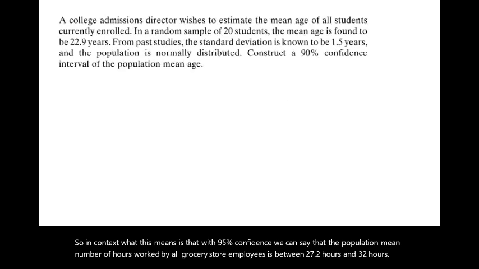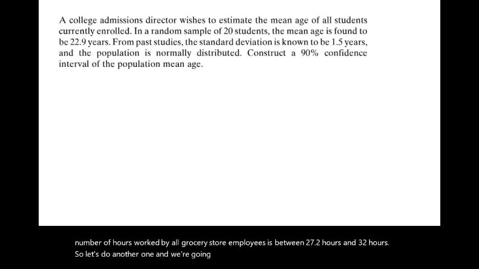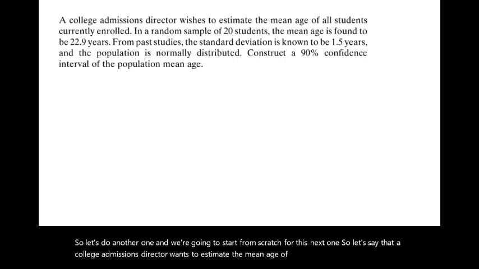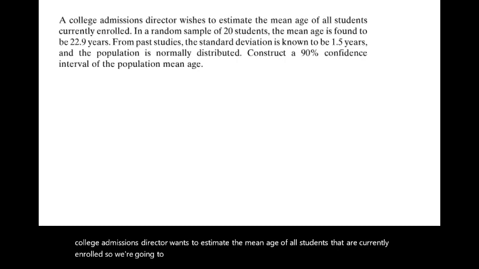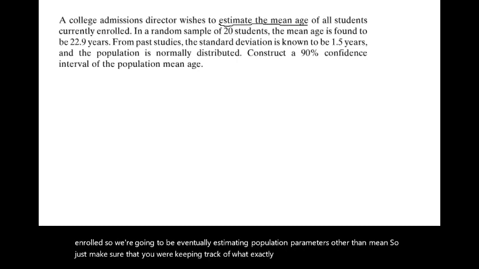So let's do another one, and we're going to start from scratch for this next one. So let's say that a college admissions director wants to estimate the mean age of all students that are currently enrolled. We are going to be eventually estimating population parameters other than mean, so just make sure that you are keeping track of what exactly you were asked to estimate. We are estimating mean age, so we are estimating mu.